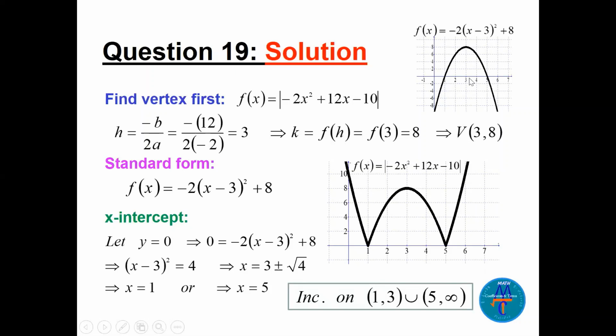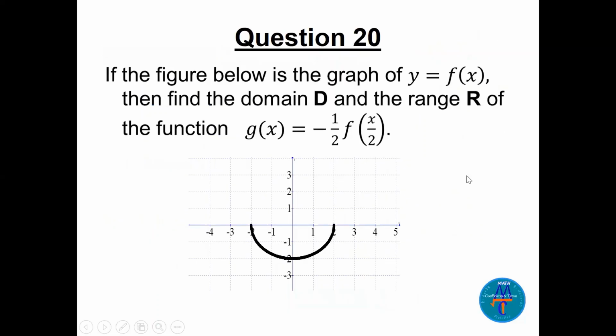Now, we have to know these numbers, the x-intercepts. The x-intercepts will be 1 and 5. So where the question, where the graph is increasing, this one here, increasing from 1 to 3, it's increasing like this, also increasing from 5 to infinity.